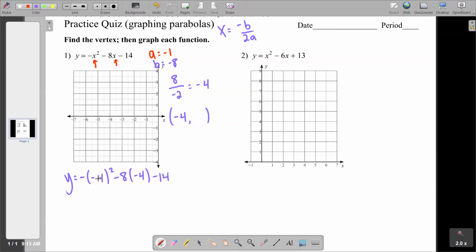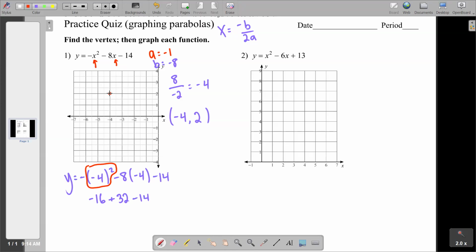And remember that -4 squared, I'll circle it for you, you have to do this part first, and that makes +16, and then you bring the negative down. So that overall becomes -16, and then plus 8 times 4 is 32. And then -16 plus 32 is 16, and 16 minus 14 is 2. So we know the vertex is at the point -4, 2. So I'm going to go there, 1, 2, 3, 4, 1, 2.